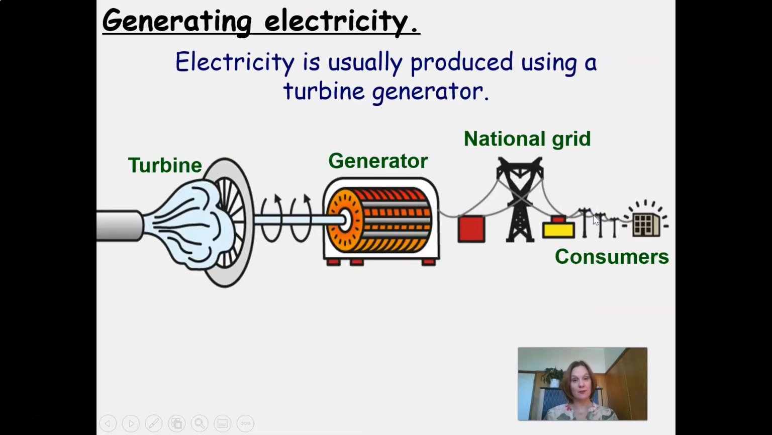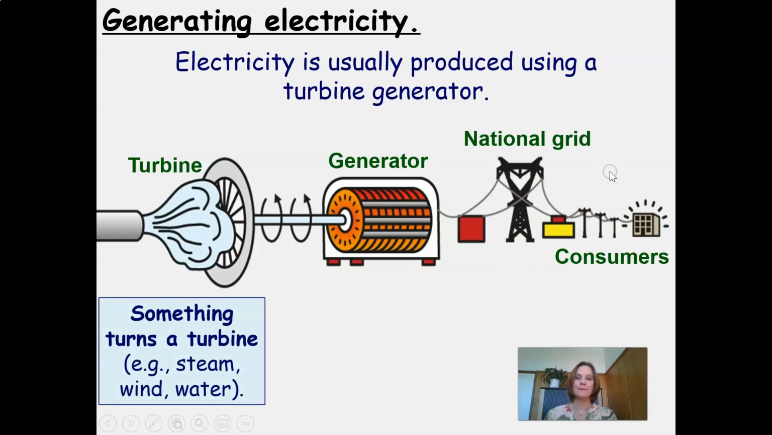So to generate electricity, this is from your grade 6 curriculum. It's usually produced using a turbine generator, as you can see over here. It turns, and this in turn generates energy in the form of electricity, which is taken to the national grid and is fed through the power lines to our consumers, that is us. We consume this electricity, especially to charge our devices, our cell phones and our computers.